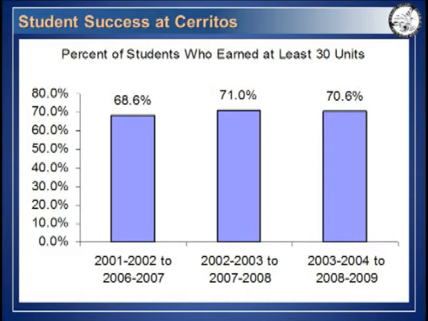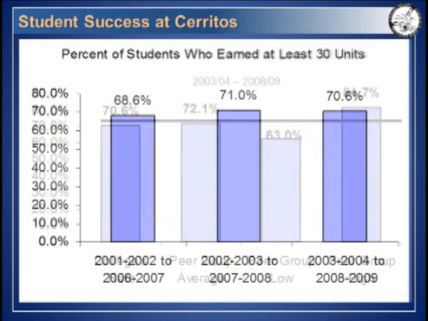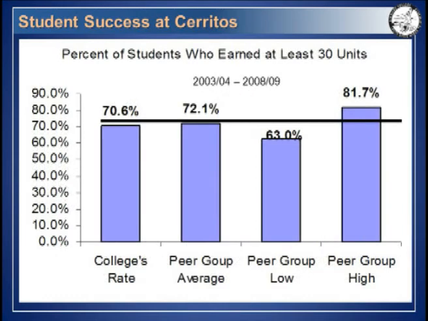So this one's much better, where the first period was about 68%, 71%. We dipped a little to 70. And if you look at the peer group, we're almost at the average. We're a little bit below, though there is an 11-point jump to the most successful college in our group. So again, there's plenty of room to do a little better on this.